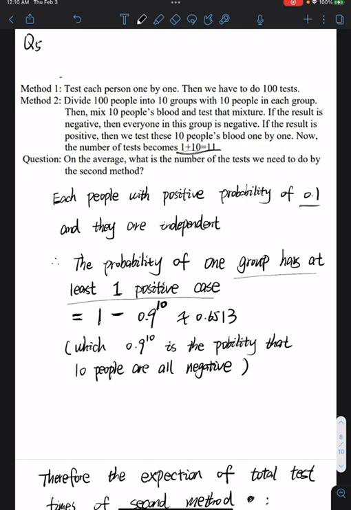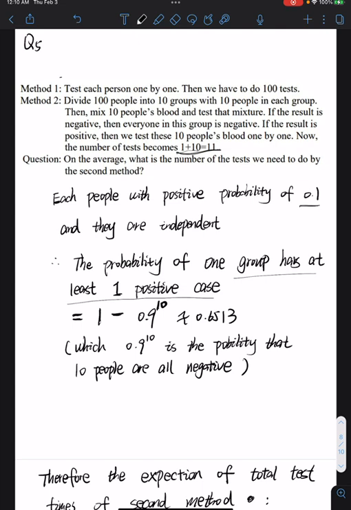In this question, we are going to give 100 people a blood test for a kind of disease. And we discuss two methods. The first one is just to test people one by one, so we will do the test at most and at least 100 times. It is the most common way in today's medicine.